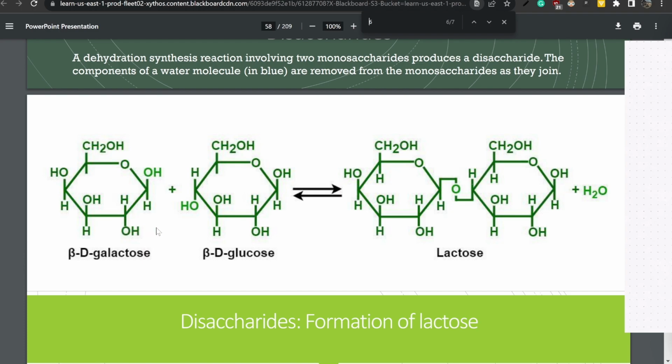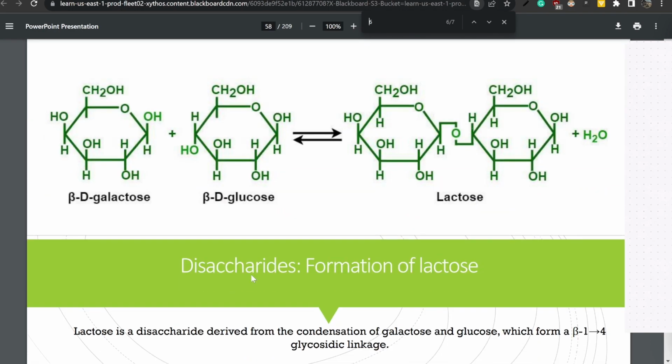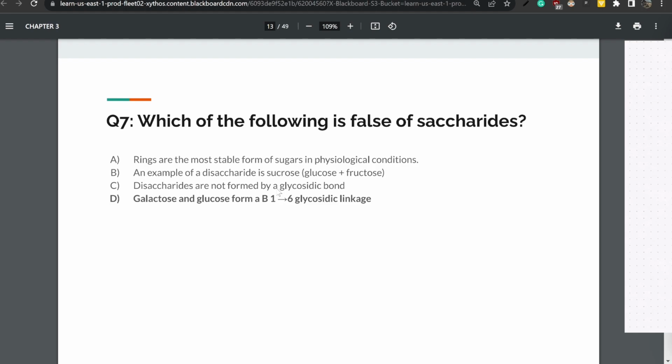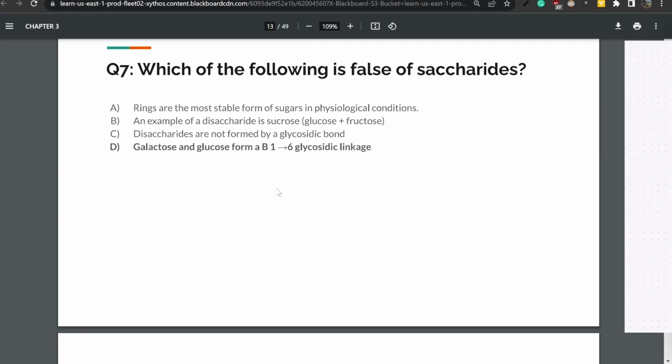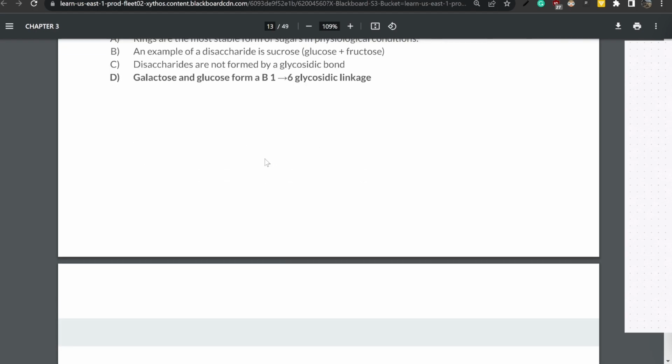So you have beta monomers, but they become lactose, galactose, glucose, sucrose, glucose, fructose, glucose becomes sucrose. Alright, cool. So they perform a 1,4 glycosidic linkage.